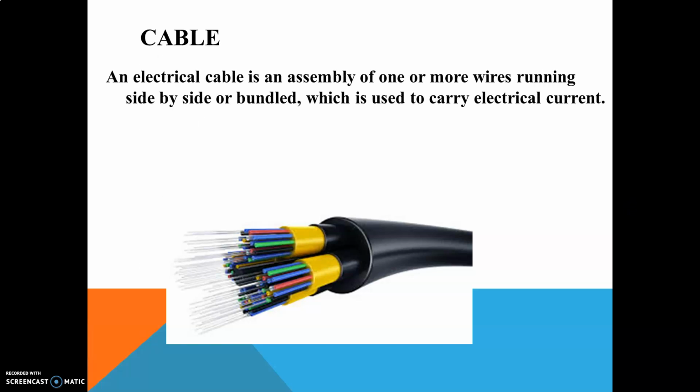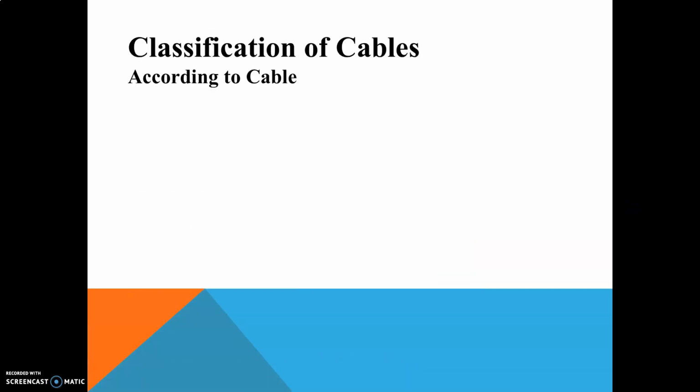What is cable? An electrical cable is an assembly of one or more wires running side by side or bundled, which is used to carry electrical current. Cable is used for distribution and transmission lines. Classification of cable.